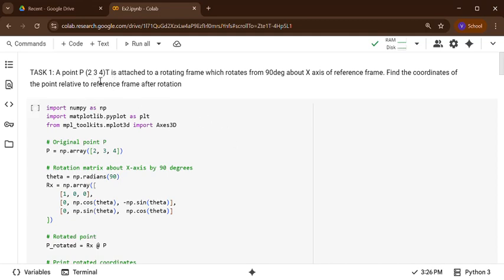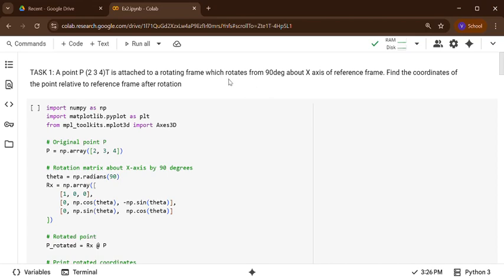So the point is attached to a rotating frame which rotates 90° about the x-axis of the reference frame. So here the rotation is about the x-axis, the angle is 90° with respect to the reference frame. To the frame which is under rotation, a point is attached. So we have to find out the coordinates of the point with respect to the reference frame after rotation.